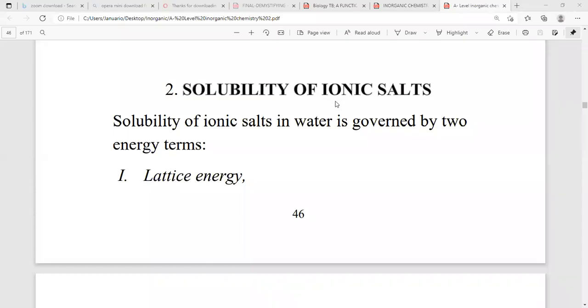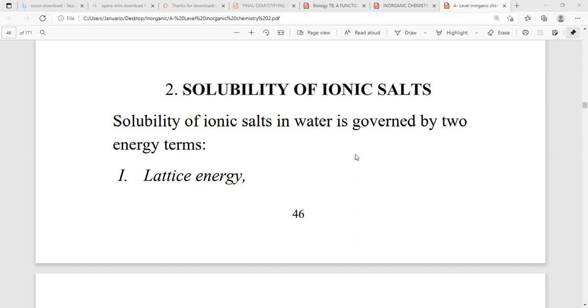Hello, everyone. This is Jan, and we are continuing with our discussion on inorganic chemistry advanced level. Previously, we looked at periodic properties, and we have covered so far most of them, looking at atomic radius, electronegativity, ionization energy, electropositivity, electron affinity, melting point, and so on.